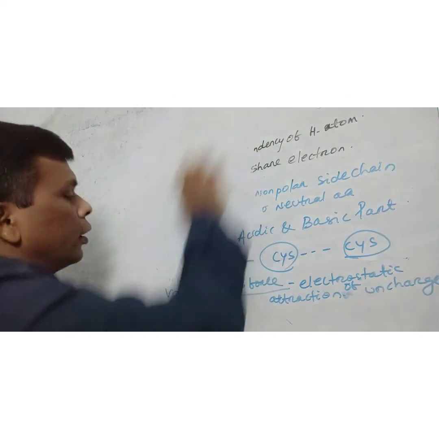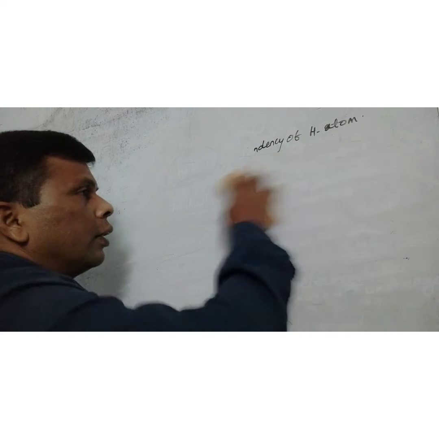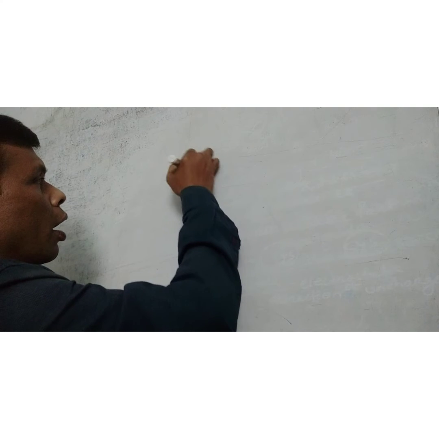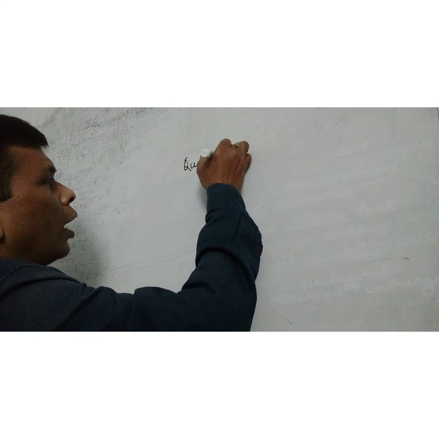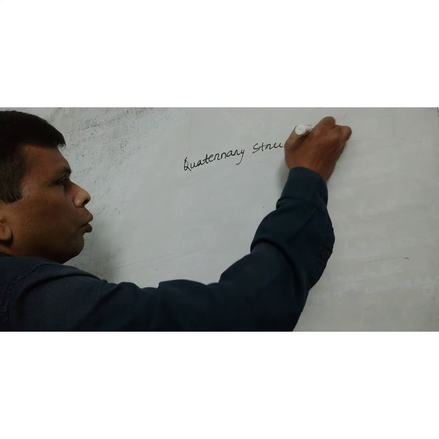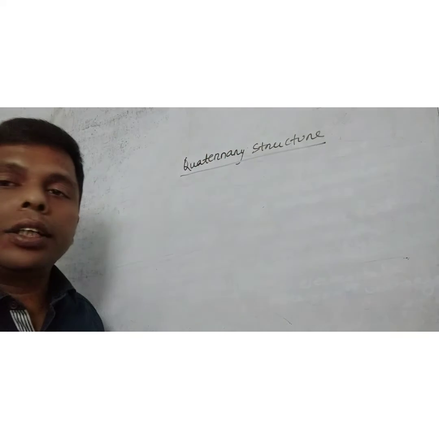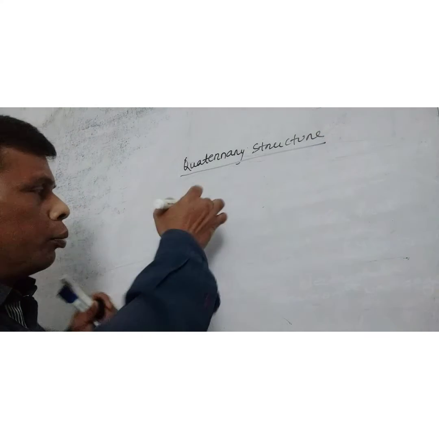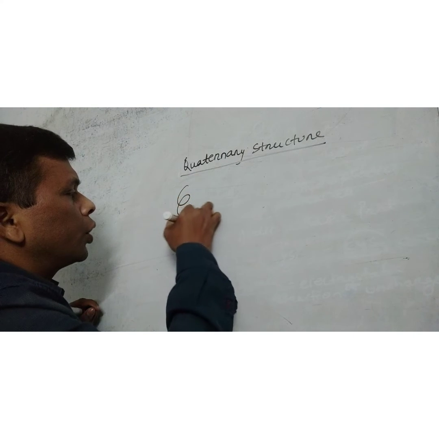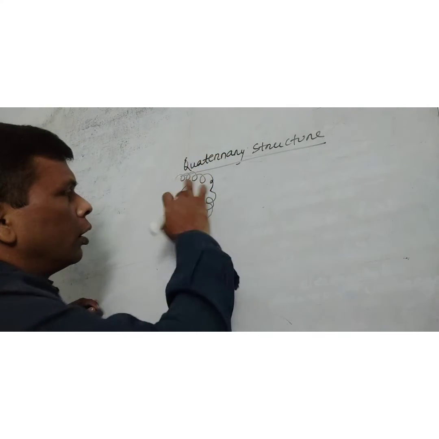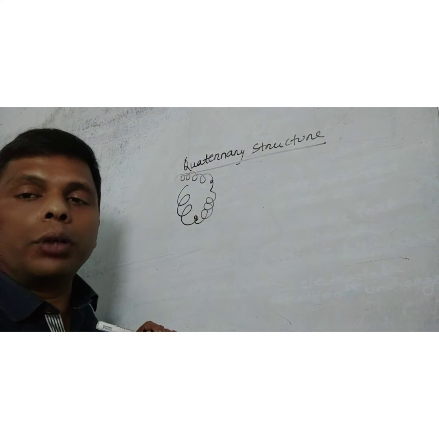Then come to the last structure of protein, that is the quaternary structure. What is the quaternary structure actually? It is the last complex structure. After that, there is no further complexity in the folding. What is happening here? Suppose this is the tertiary structure. The folding of secondary produces tertiary.